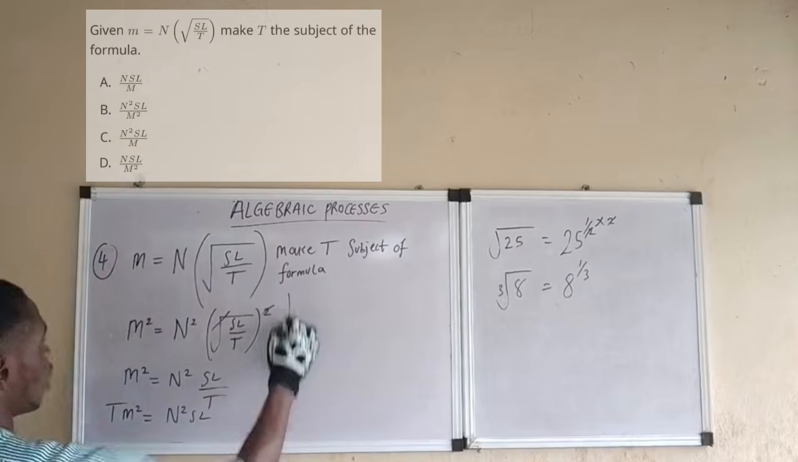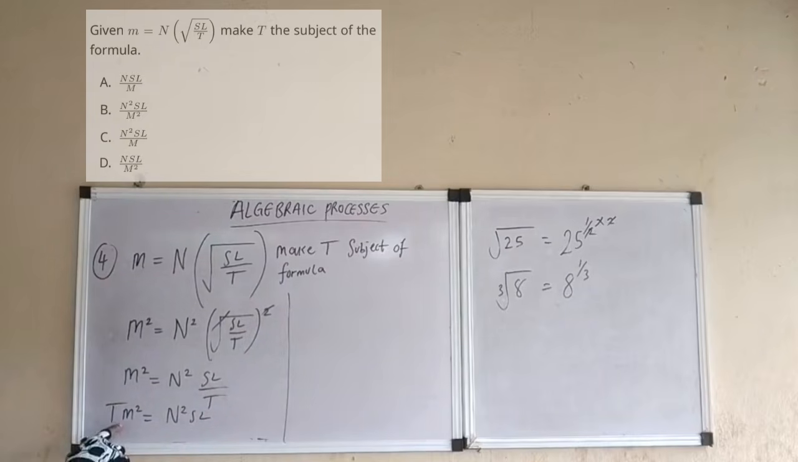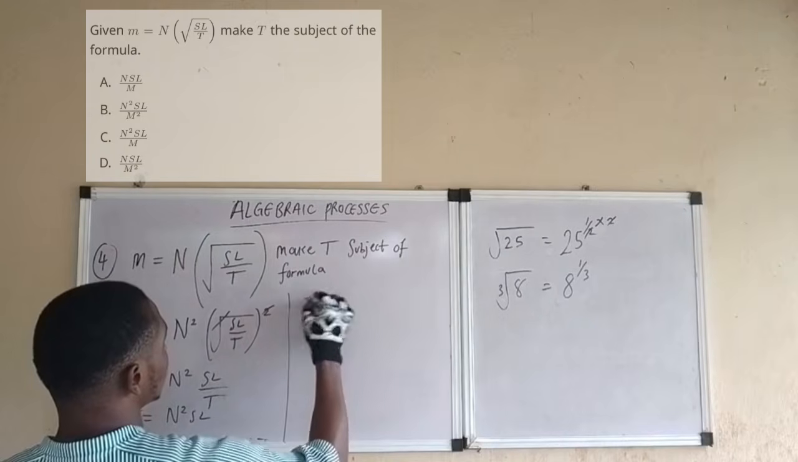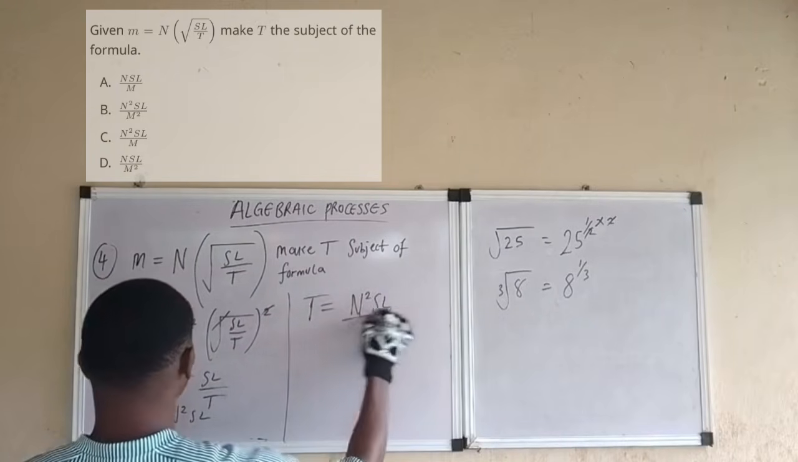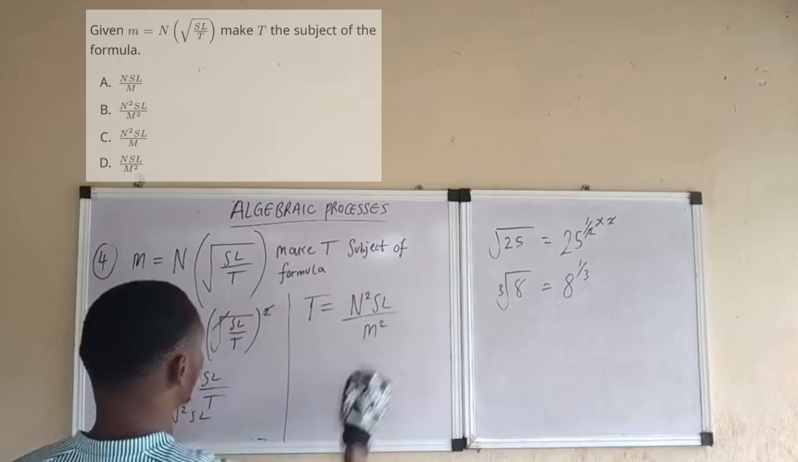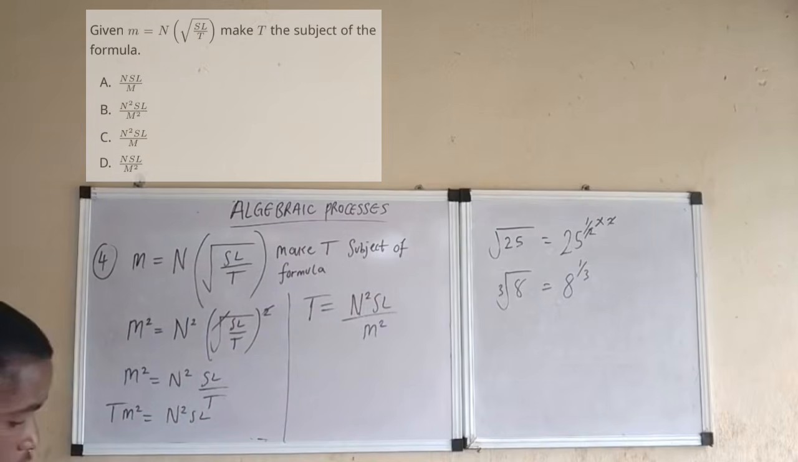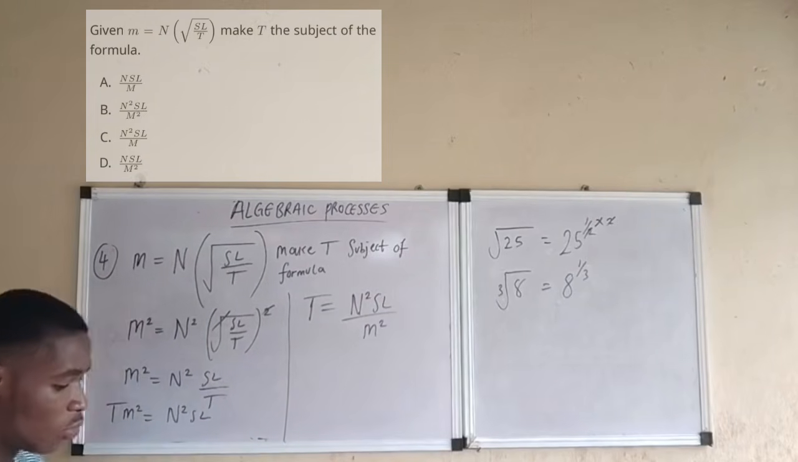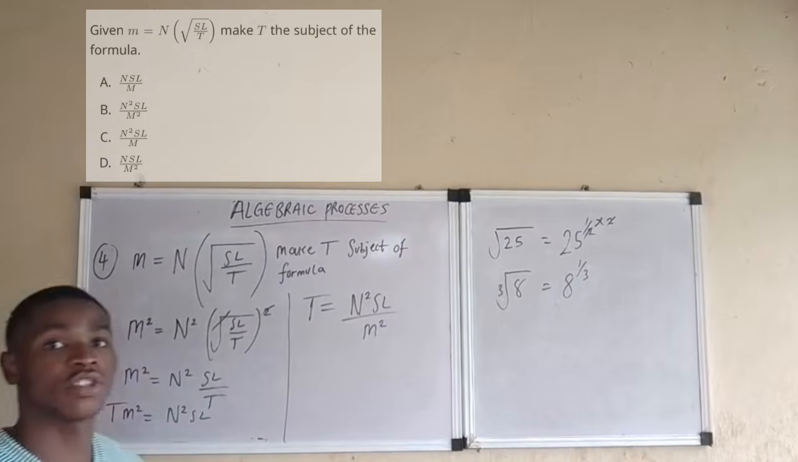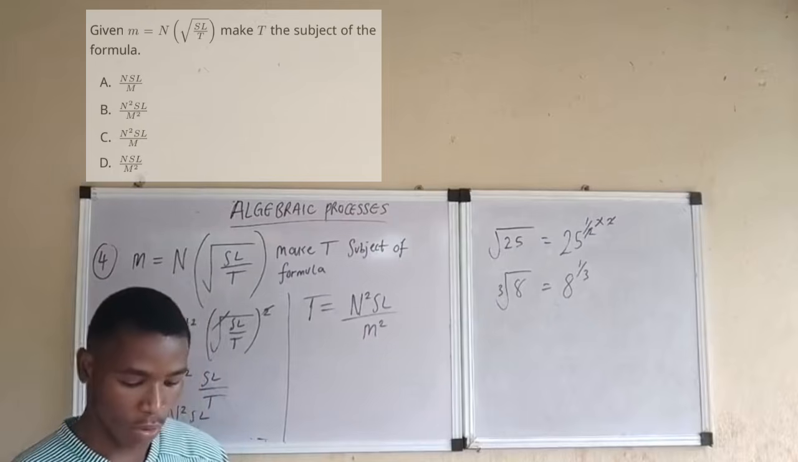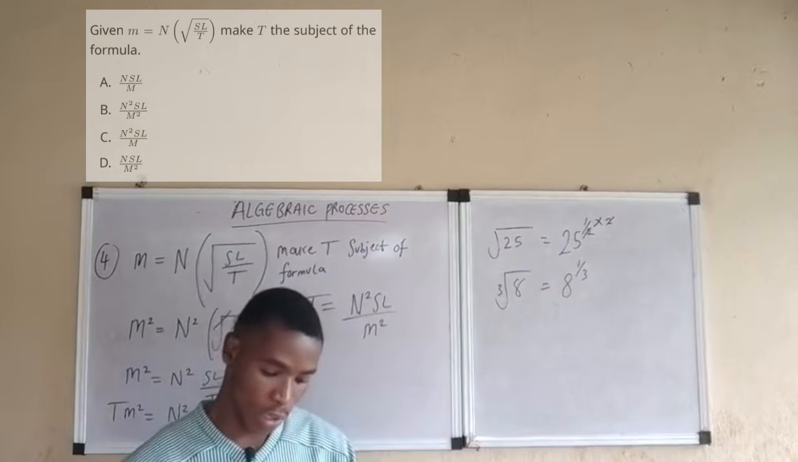Alright? Now, if we move further to isolate T, you divide both sides by what? M squared. So T is equal to n squared SL over m squared. Do you understand? So that is the final answer. So if you look carefully at the options, the correct answer is option B. The correct answer to this question is option B. Okay? Now we're going to move on to the next topic.